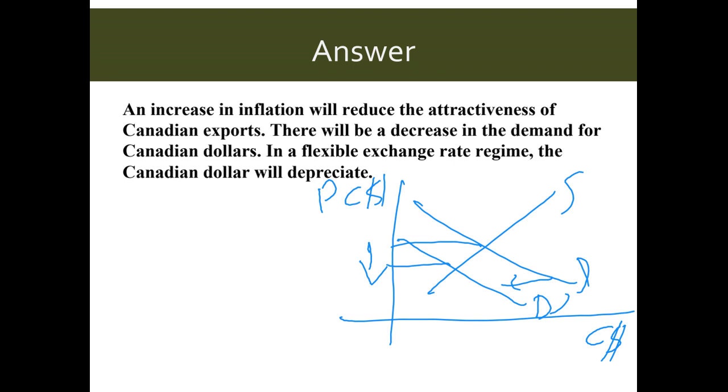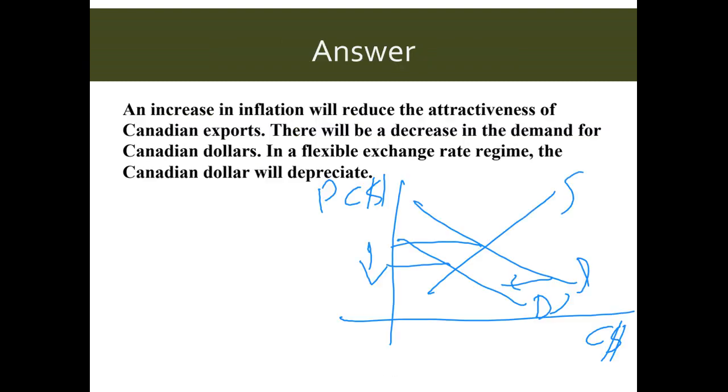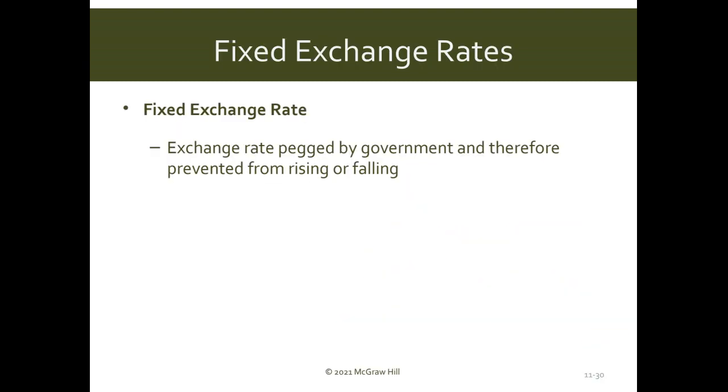And this is a flexible exchange rate system. Why flexible? Because the government is not controlling this exchange rate. Now we have the fixed exchange rate system or regime: the exchange rate is pegged by the government and therefore prevented from rising or falling. So the government will not allow the exchange rate to change. Now see what would happen if the demand for Canadian dollars increases or decreases, in both cases. Let's see the first case.